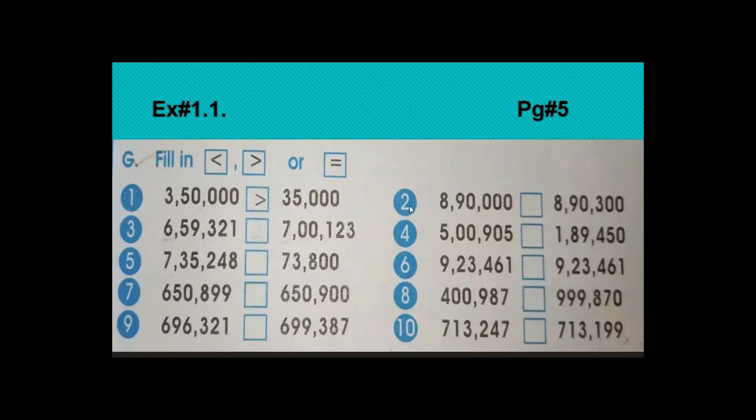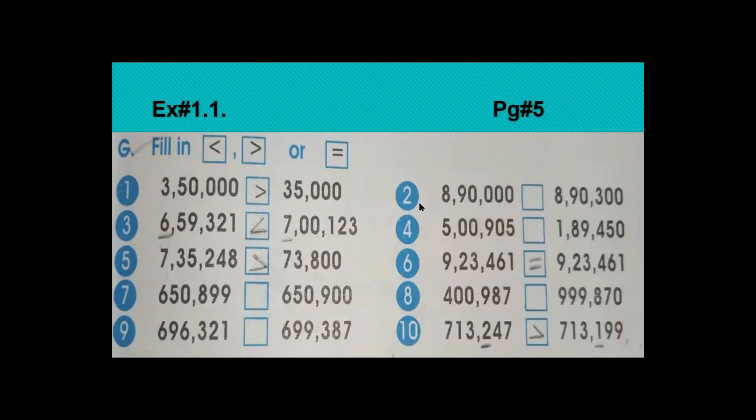Now look at number 2. Here a few questions are solved. Look at number 3. Here both are 6-digit numbers. Units, tens, 100, 1000, 10,000, lakhs. Both are 6 digits. First of all, in comparison, you will see the 6-digit numbers. Here 6 is smaller than 7, so the crocodile mouth is open at 7. Here you see 5 digits, 6 digits. So obviously the crocodile mouth opens at the 6-digit number.